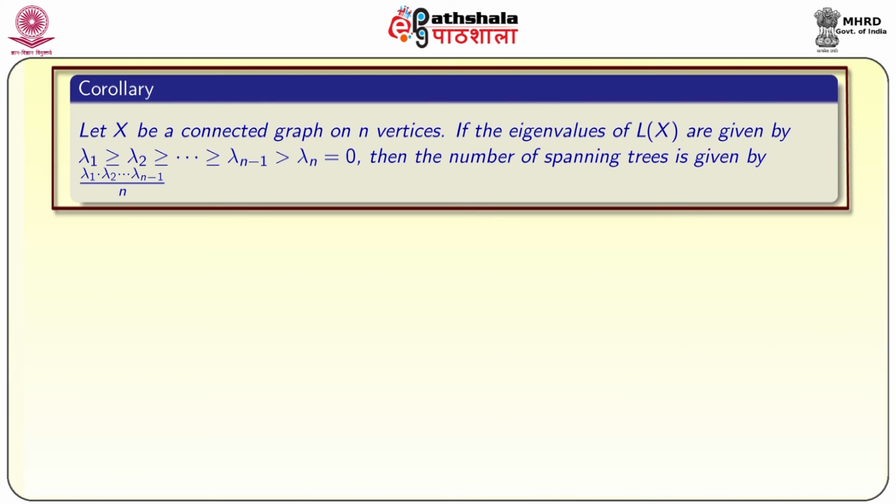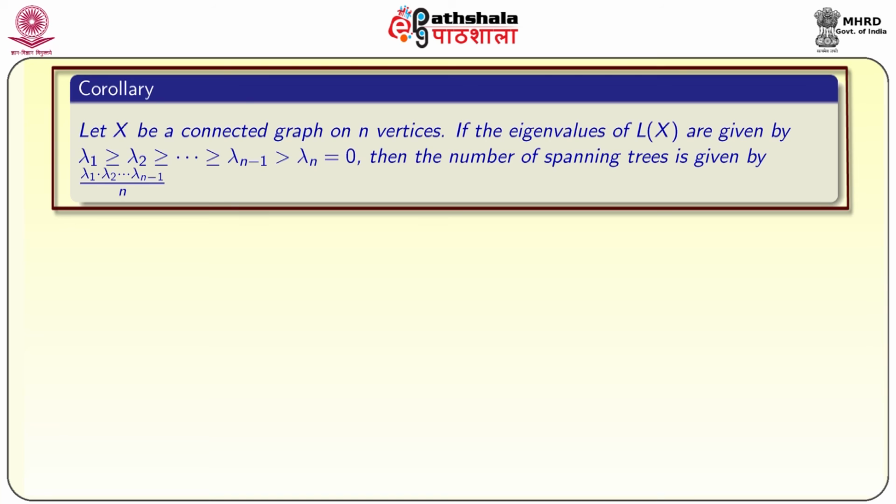Now, as a corollary to this matrix tree theorem, let X be a connected graph on n vertices, and let the eigenvalues of L of X be given by lambda 1 greater than or equal to lambda 2 and so on greater than or equal to lambda n minus 1 greater than lambda n equal to 0. Here we are saying that lambda n minus 1 is greater than lambda n because X is a connected graph. So, the algebraic multiplicity of 0 as an eigenvalue is 1, that is why lambda n minus 1 is greater than 0; the second smallest eigenvalue, that is the algebraic connectivity, is positive.